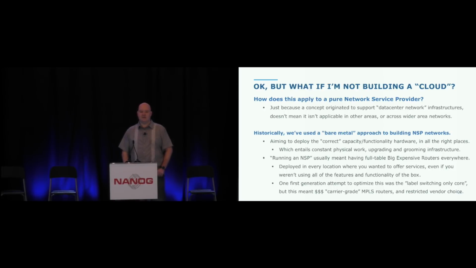So you're out there constantly changing, shifting, upgrading to make sure you have the right box in the right place. And you pretty much need this everywhere. You need these full table, full functionality routers deployed at every single location of your network. So if you were running an NSP, historically that's what that meant. If you were an ISP, every one of your devices was expected to have a full table, expected to know all about the internet, make its own routing decisions. And you had to go deploy these everywhere that you wanted to have service.